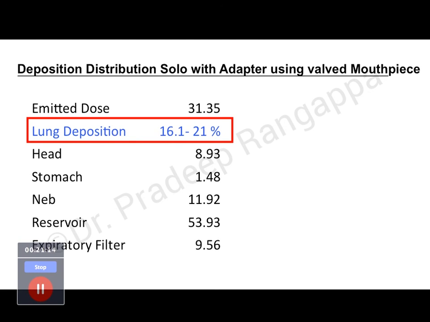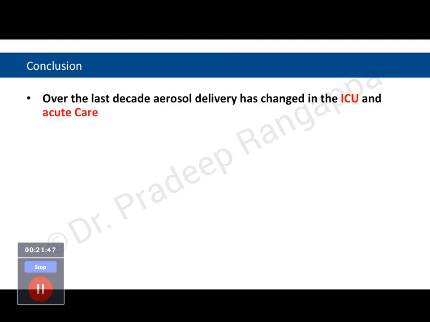So what about amikacin or anti-infective deposition when you use it in a non-intubated patient? They have used an adapter with a valved mouthpiece, and they found even in spontaneously breathing patients, the lung deposition was 16 to 21%. As you see, the deposition in other areas was reasonably less, and most of it sits in the reservoir. So even in spontaneously breathing patients, with aerosolized amikacin the deposition reaches double digit.